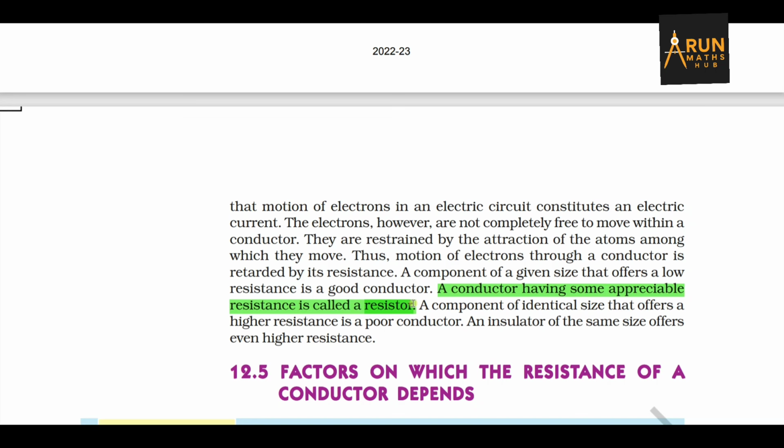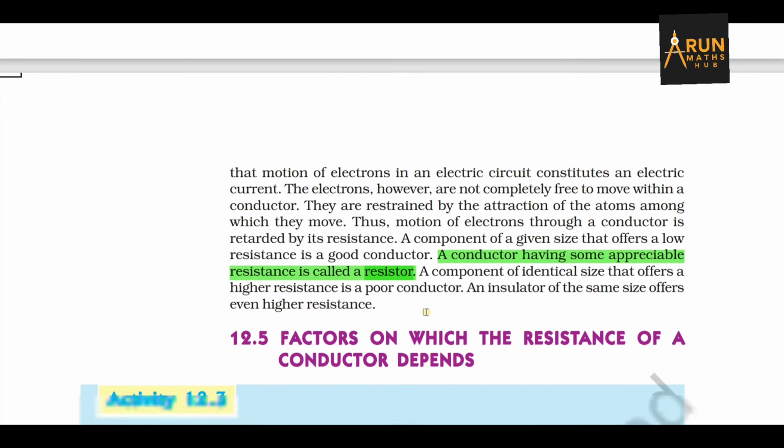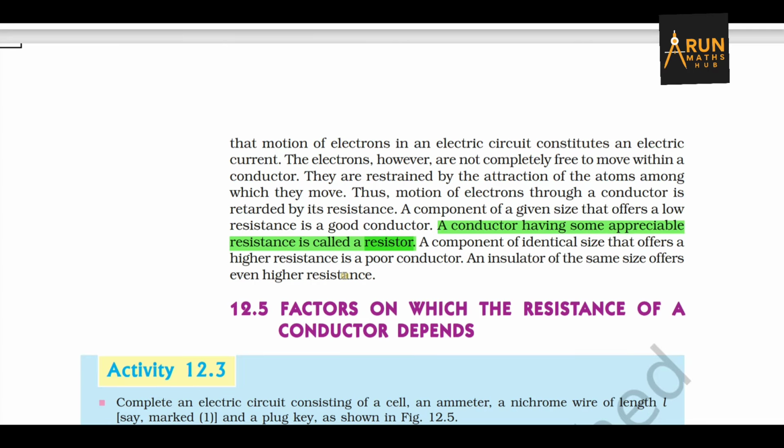Resistance is the property of the conductor. Resistor is a device. A conductor having some appreciable resistance is called a resistor. Resistor offers resistance. So a component having higher resistance is called a poor conductor. A component having low resistance is called a good conductor. And an insulator will have a very high value of resistance.